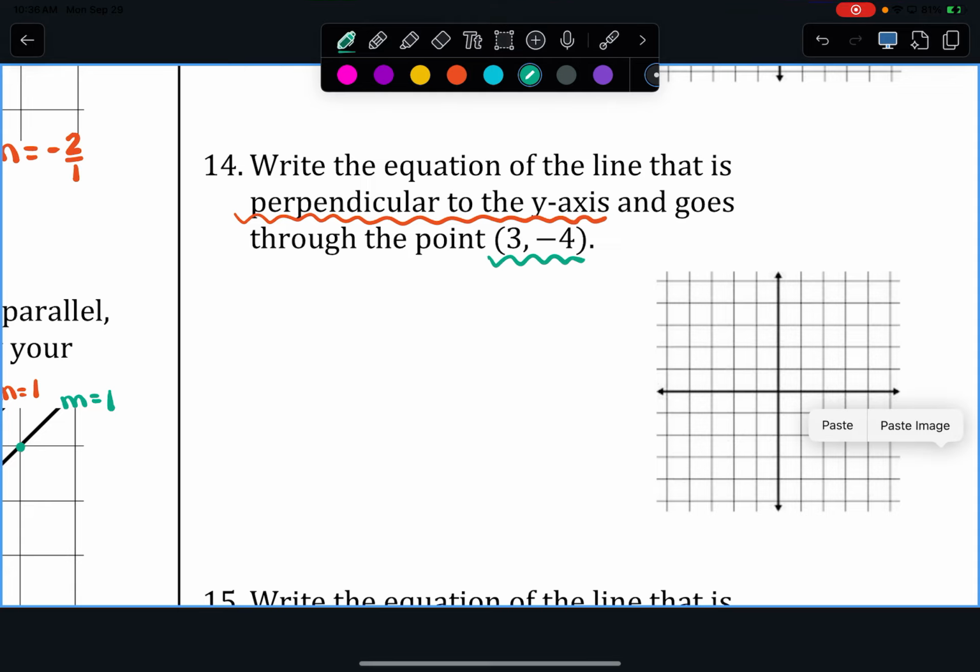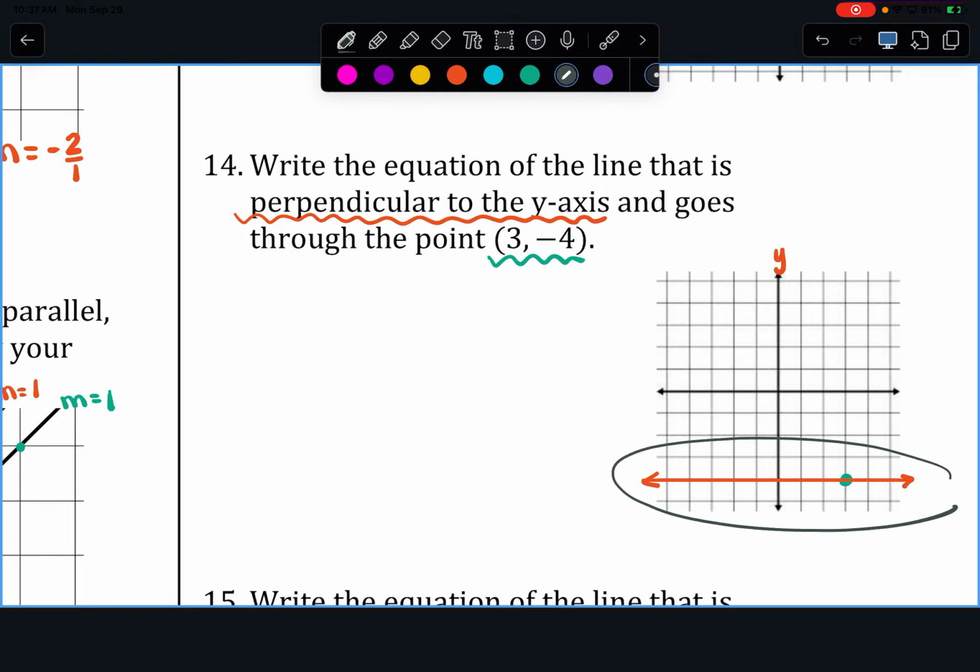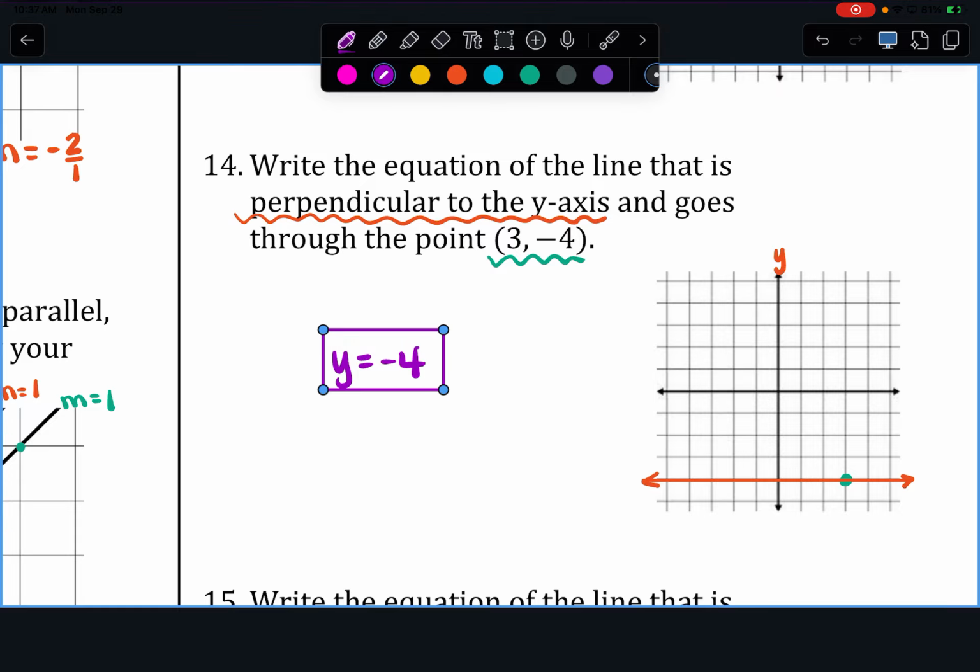Okay, I'm going to plot the point first, right? So 3, -4: 1, 2, 3, 4, right? Right 3, down 4 is what that's telling me. All right, now let's talk about that perpendicular to the y-axis. Here's the y-axis, and we want to be perpendicular. So we want to cross the y-axis at a right angle. So we're talking about this line right here. So we want the equation of this line. Well, he's also horizontal, but he's crossing at -4. So his equation is just y equals -4.